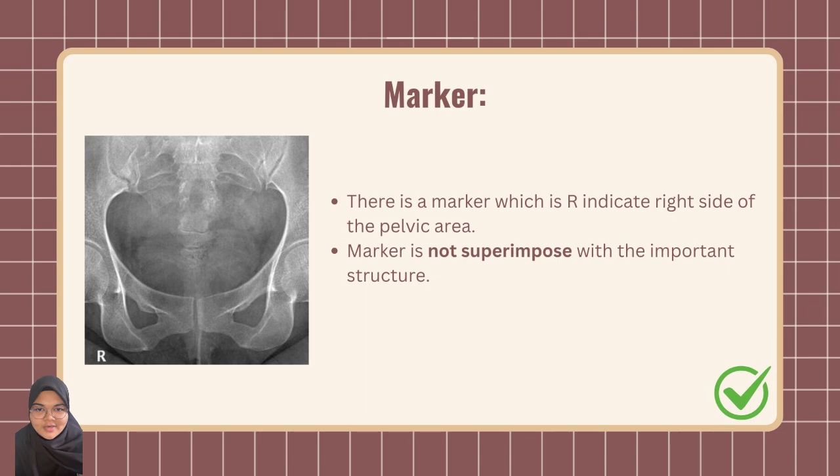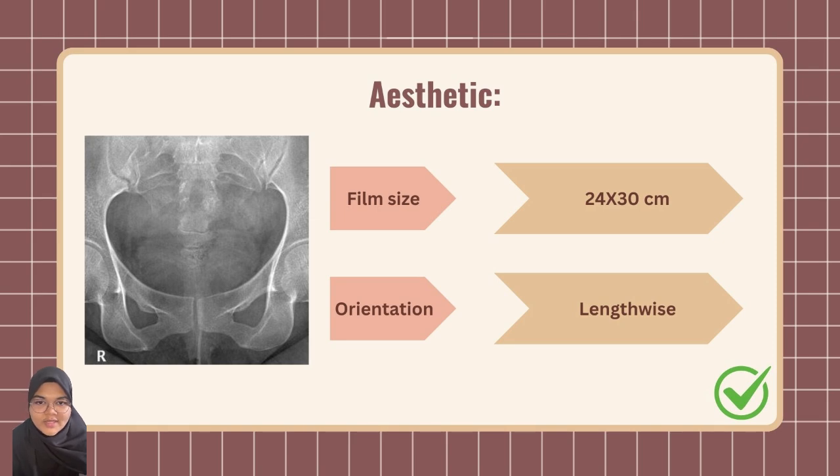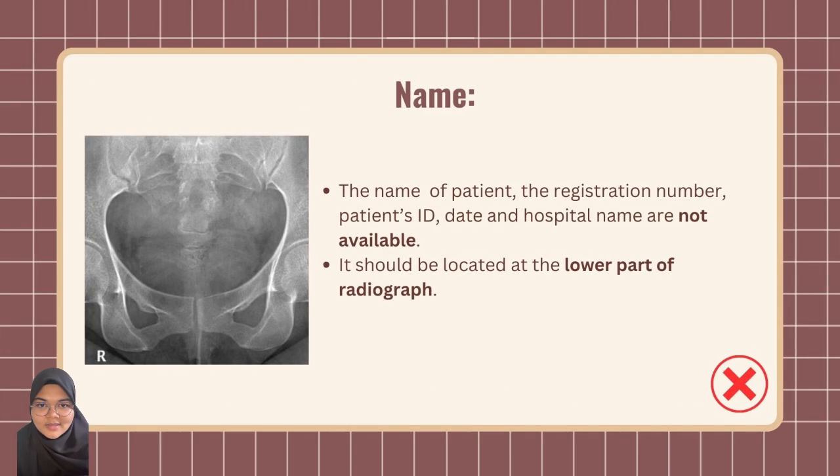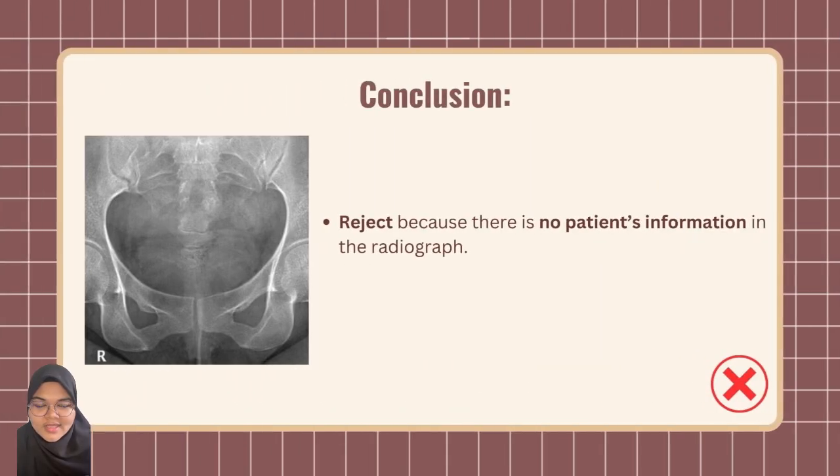There is a marker in the radiograph, which is the R, indicating the right side of the pelvic area. The marker is not superimposed with important structures. The film size that we use for this examination is 24 by 30 cm and the film orientation is lengthwise. There is no motion, evident by the clear demonstration of the coccyx region. In this radiograph, the name of patient, the registration number, patient ID, date and hospital name are not available. If available, it should be located at the lower part of the radiograph. In conclusion, I reject this radiograph because there is no patient information in the radiograph.